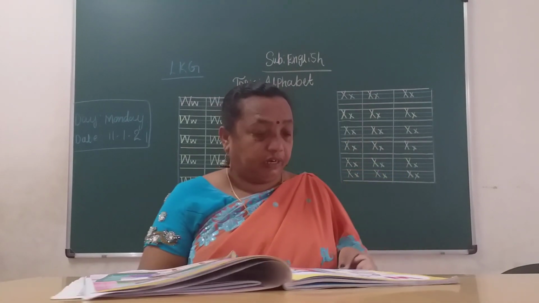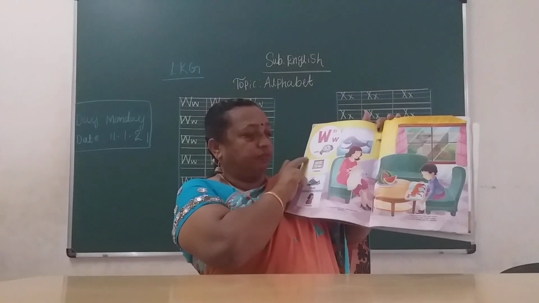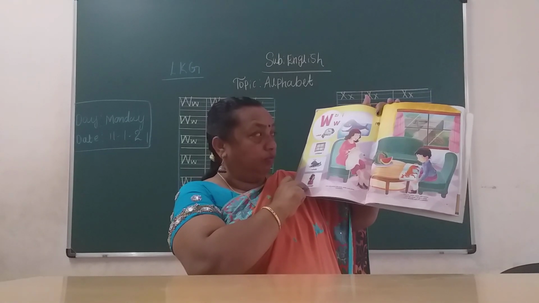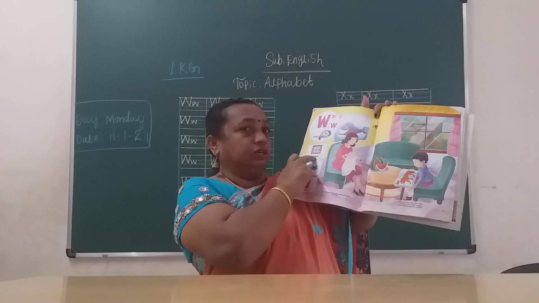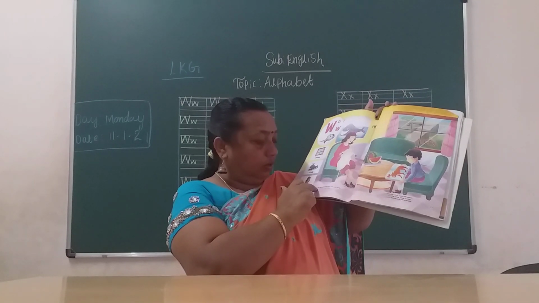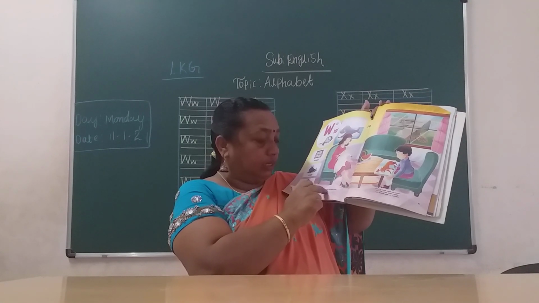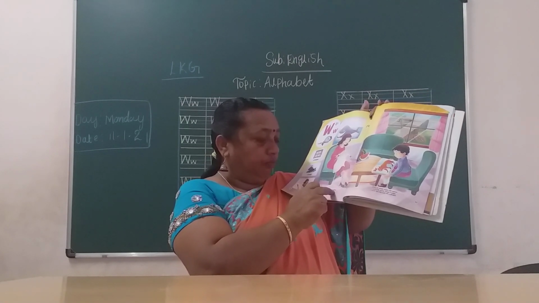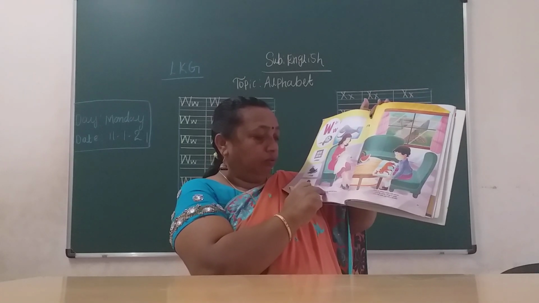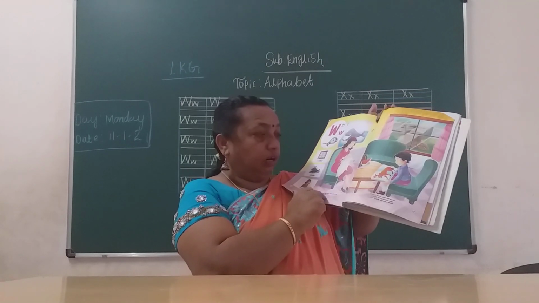English reader, take out page number 96. W for watch. W for window. W for veil. W for woman. Wool, well, wheel, wolf, water, white, wall, winter, watermelon.